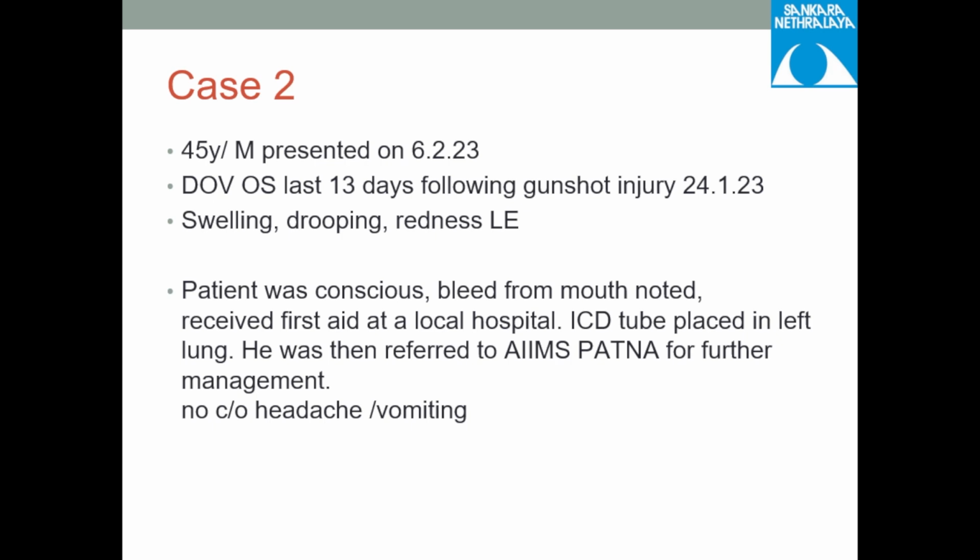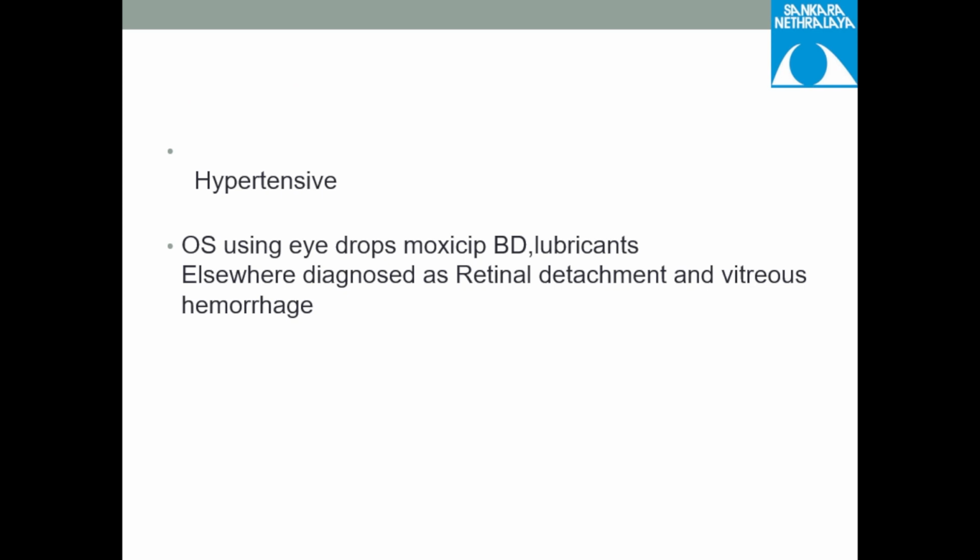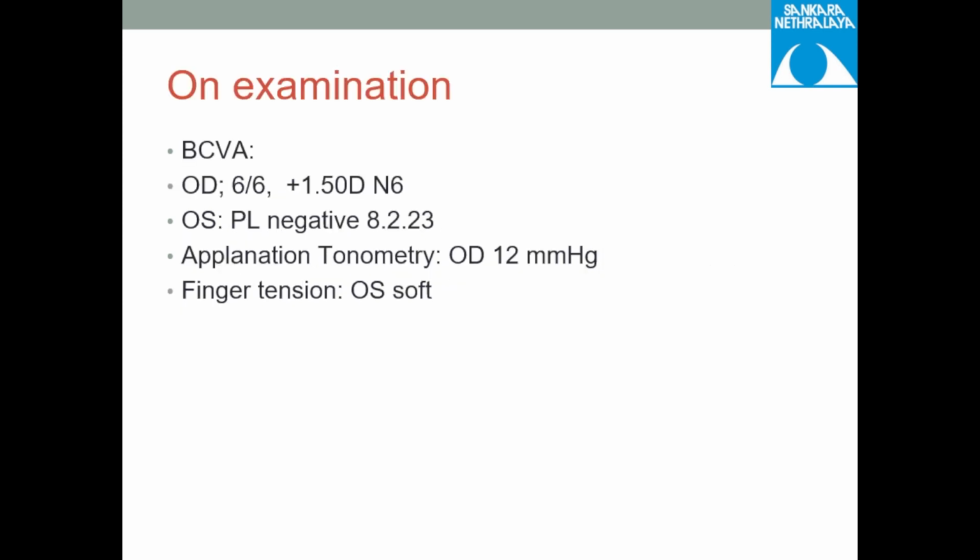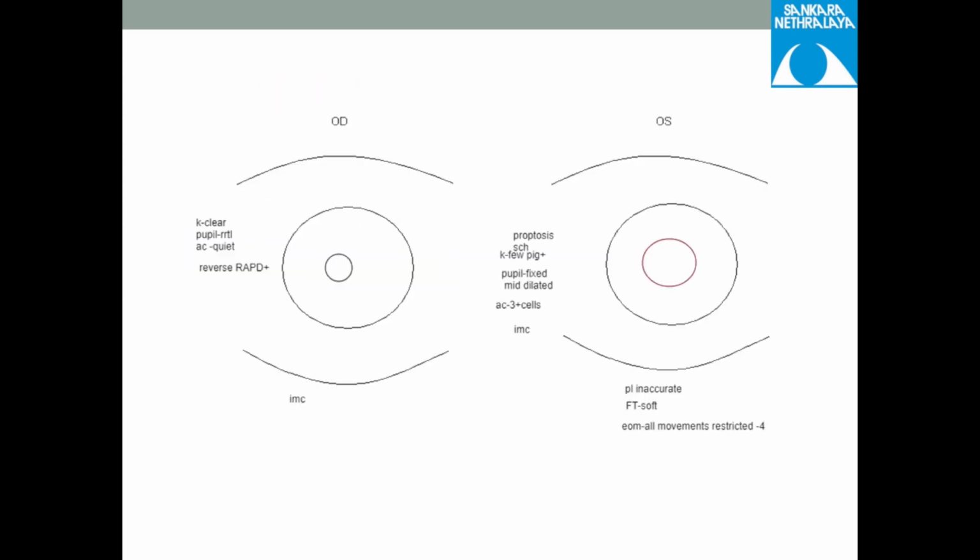There was no complaint of headache or vomiting. He was a known hypertensive and the left eye was soft. In the left eye, the findings were proptosis. There was subconjunctival hemorrhage. Few pigments were there on the cornea. Pupil was fixed and mid-dilated. AC reaction was there along with cataract. And the extraocular movements were restricted in all four directions.